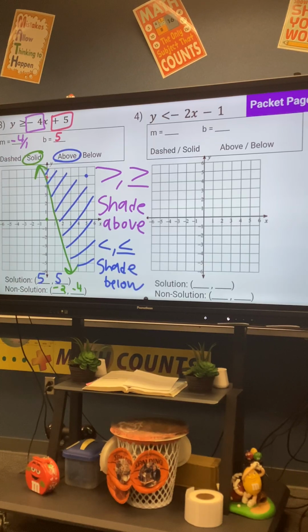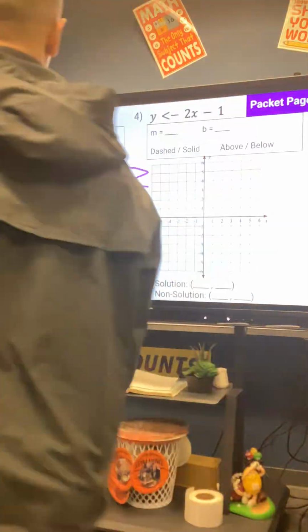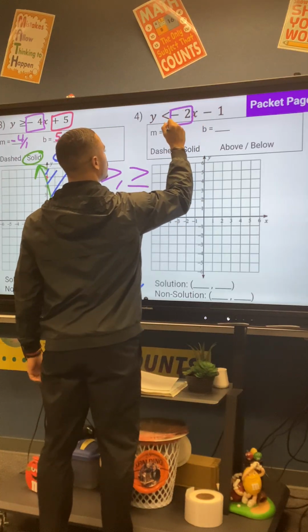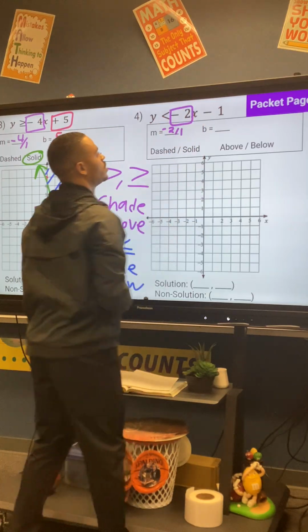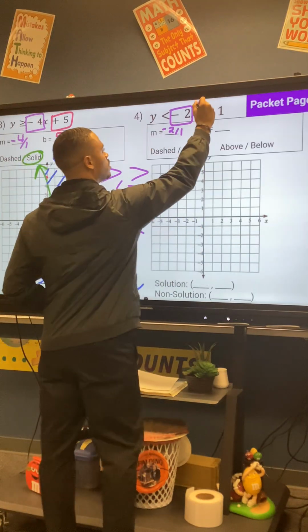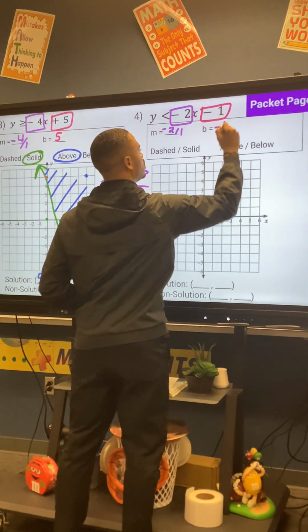So Bailey, what's my M value? Negative 2. Wait, which one? You talking about number 4? Oh, negative 2 over 1. You good? We're on page 12. There you go. Good job. Negative 2 over 1. And what's my B? Negative 1. Are you sure? Yes.